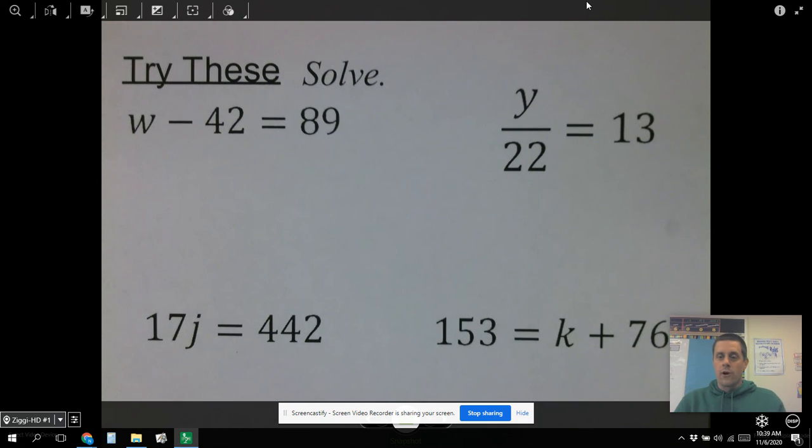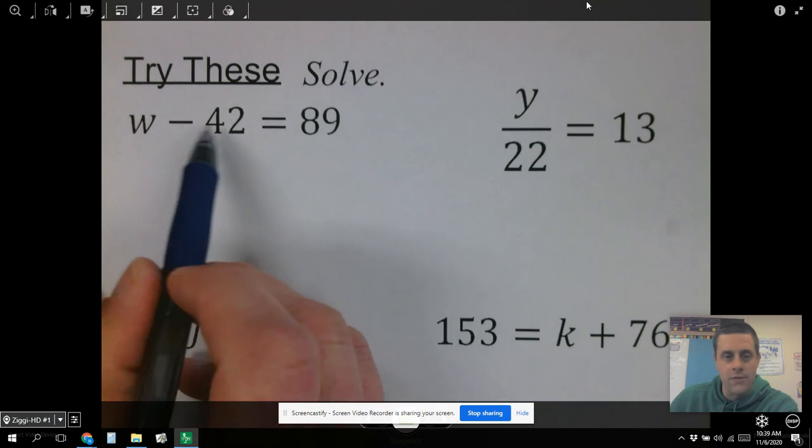All right, finally, I have 4 equations I'd like you to try on your own. Copy them down on a sheet of paper, then pause the video, solve them on your own, and then start replaying the video again to check your work to see how you did. All right, guys, let's check out these solutions and see how you did.